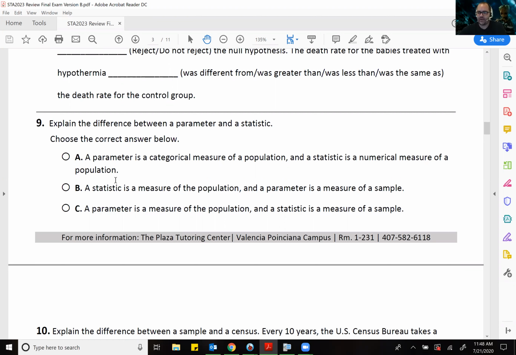So the answer is C. A parameter is a measure of the population, and a statistic is a measure of a sample. Again, I was just writing that down on our answer sheet. All right, moving on to number 10.